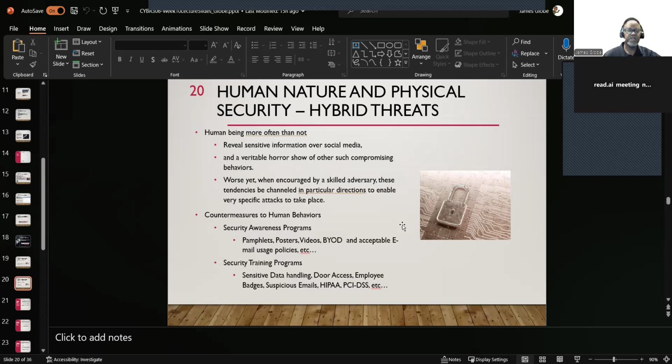Countermeasures to human behaviors: a good security awareness program, whether it's pamphlets, posters, videos, bring your own device, security training programs for sensitive data handling, door access, remember no tailgating, employee badges, so you know who's an employee and what clearance level and access level they may have, monitoring for suspicious emails, and following data protection regulations through HIPAA, PCI for your banking transactions or payment transactions.